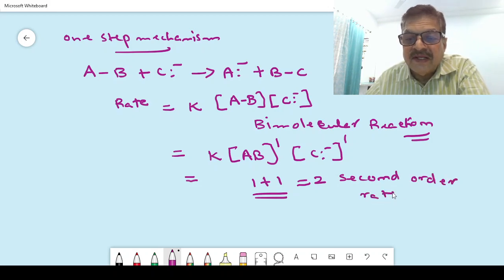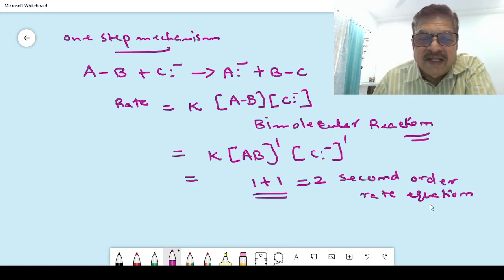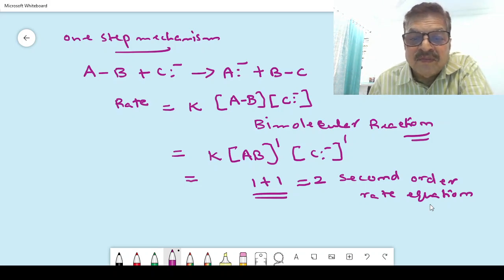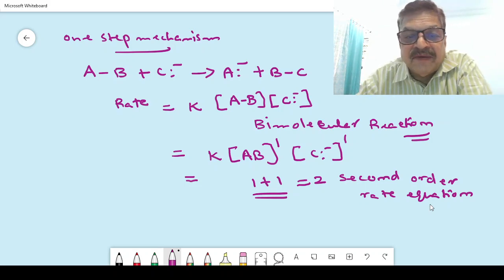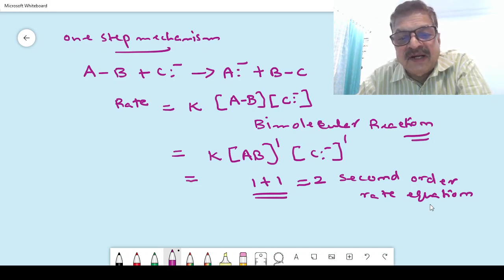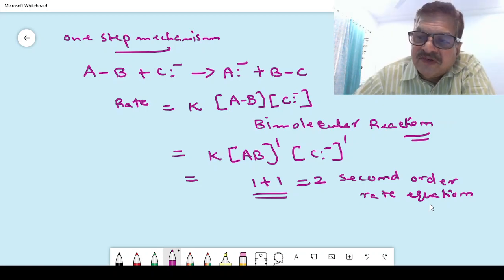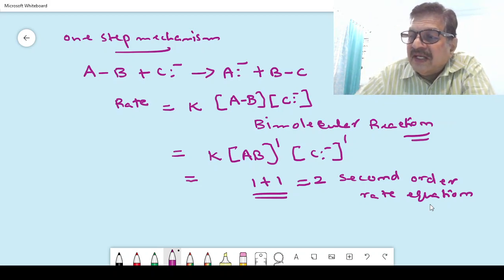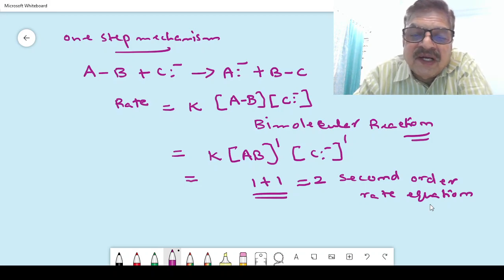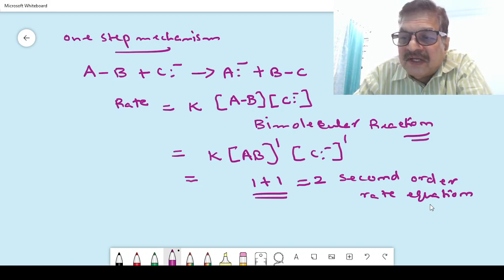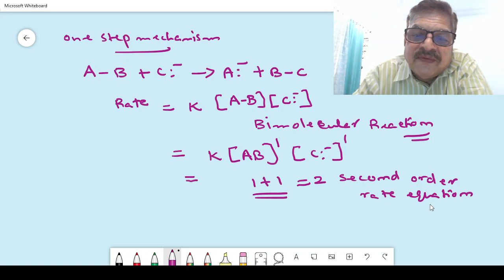or second order rate equation. We call it second order kinetics here. That is the sum of the exponents of the concentration terms here. So each concentration term exponent is 1. AB raised to 1, C minus raised to 1. Therefore, 1 plus 1 is 2. Therefore, it will be a second order rate equation. That is, the order of a rate equation is the sum of the exponents of the concentration terms in the rate equation. Got the point?